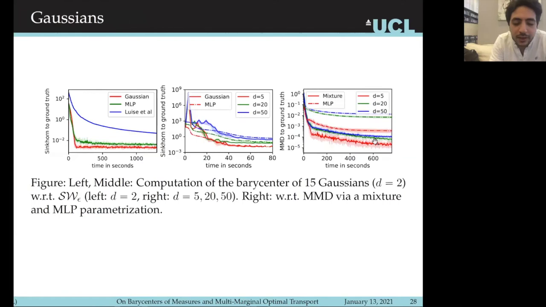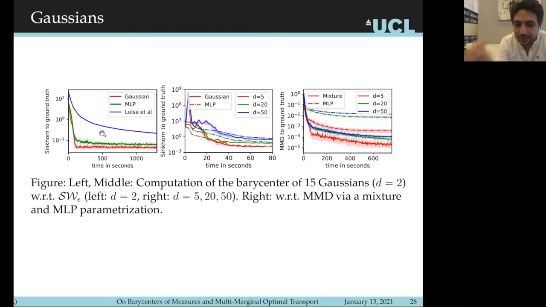So now we do a quantitative study on computing barycenters of Gaussians. We study both Sinkhorn and MMD barycenters. Here we are in R2, so just two dimensions. We consider two parameterizations of the barycenter. One enforces explicit inductive biases: it's a Gaussian parameterization of the barycenter, and we just learn the mean and the covariance. And one where it's an MLP, so it's less explicit. We just parameterize g-theta as an MLP and the latent measure as a Gaussian.